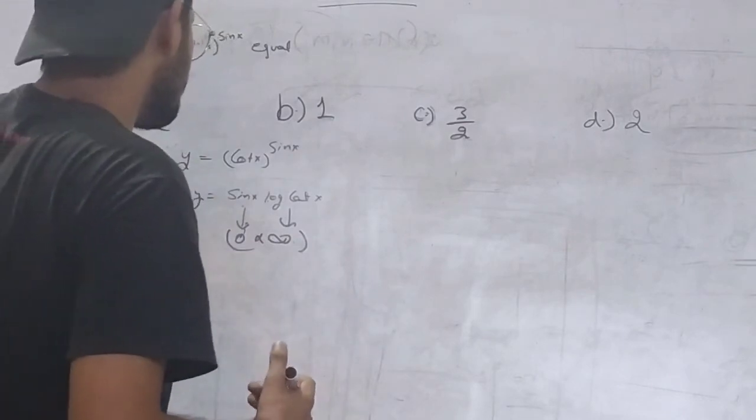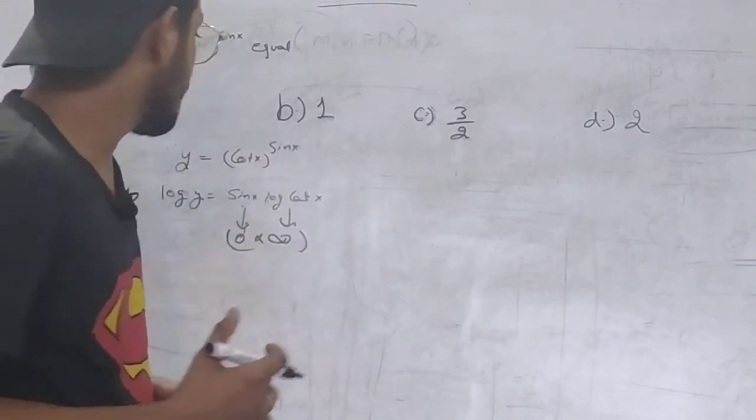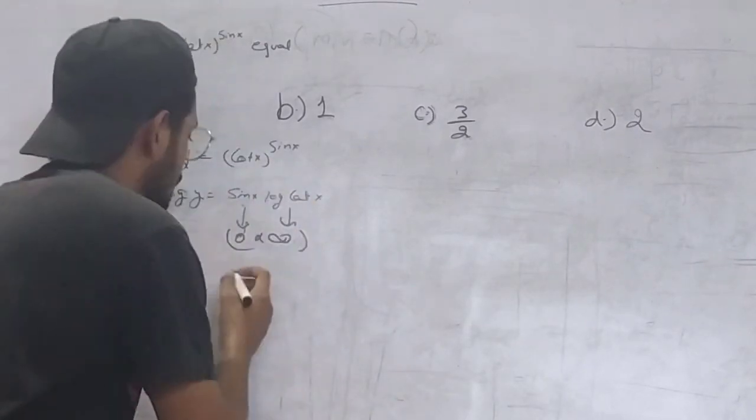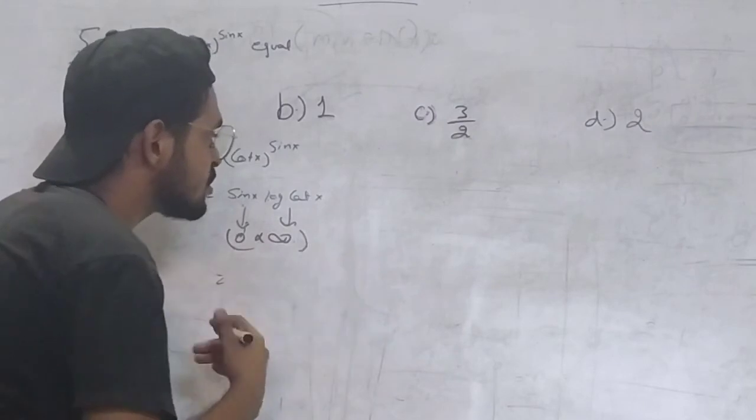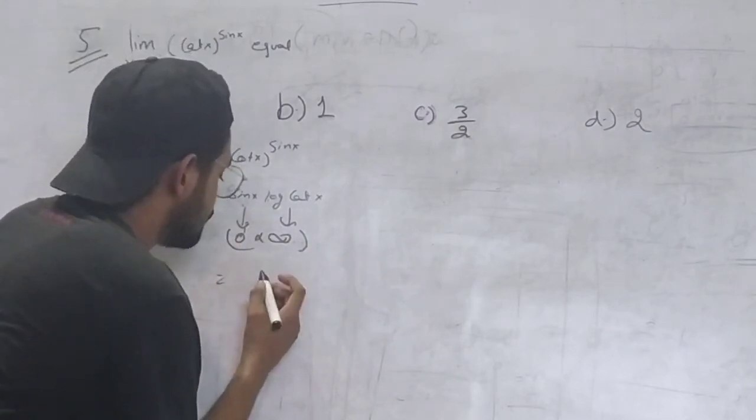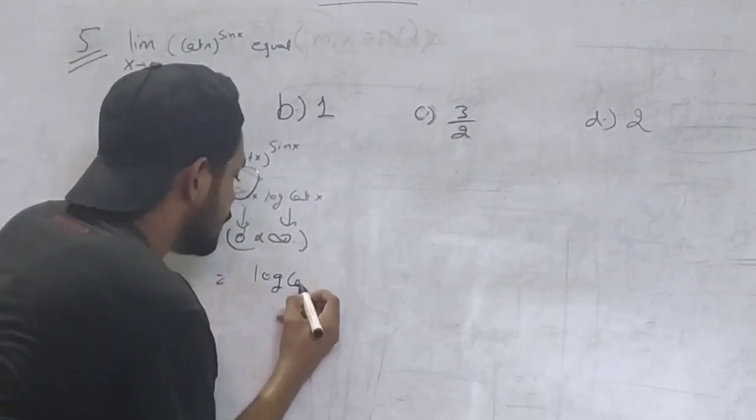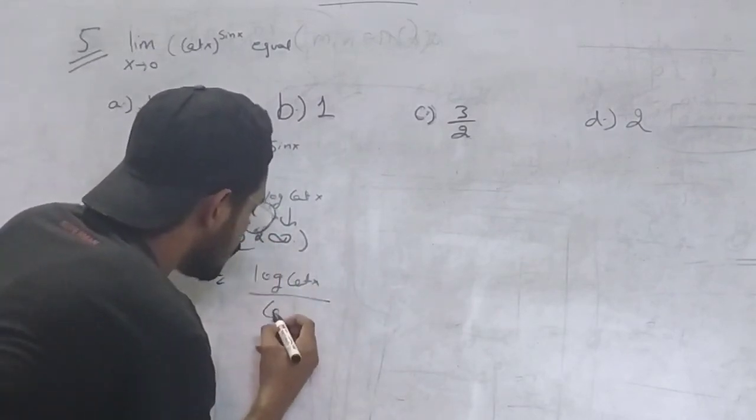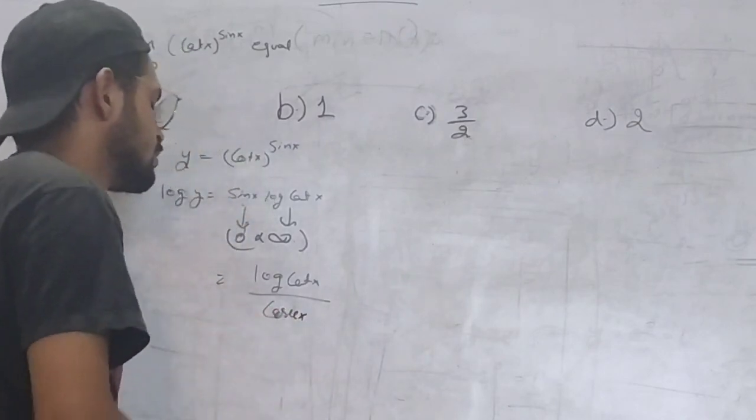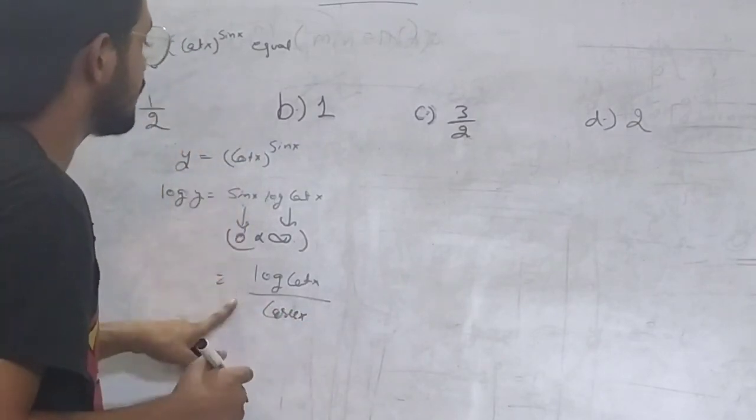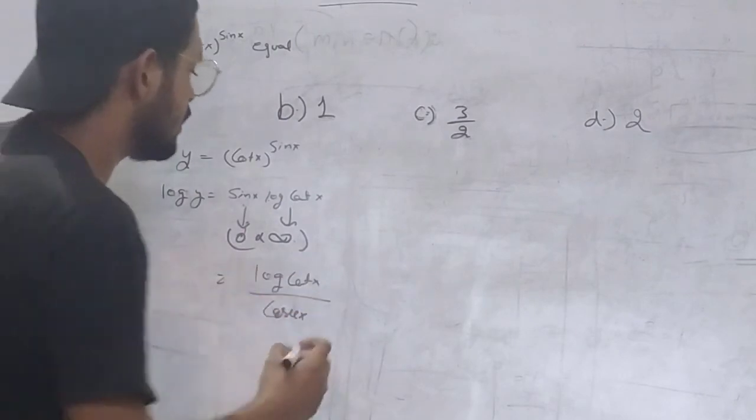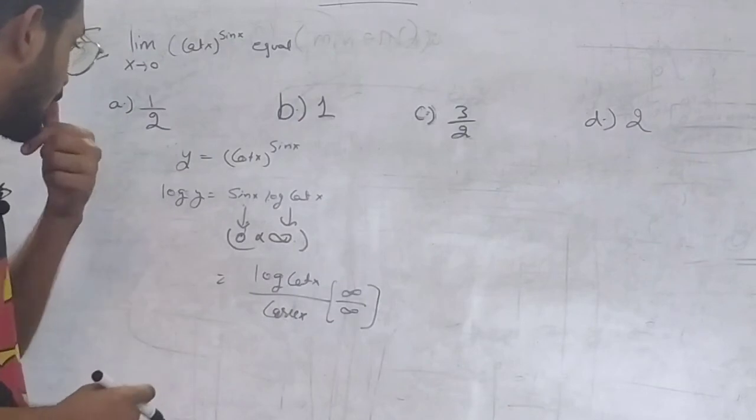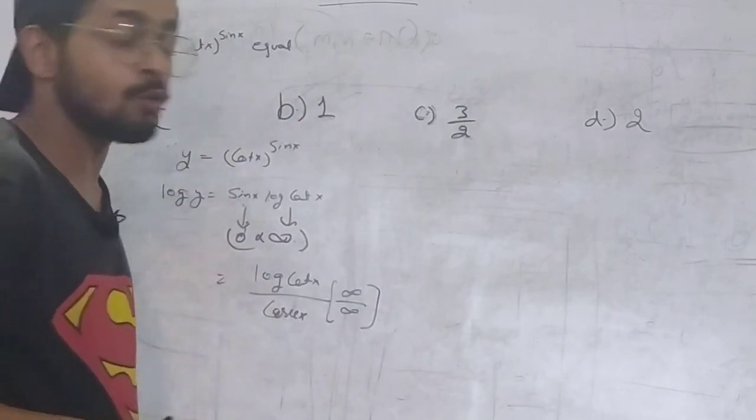To apply L'Hopital rule, we need 0 by 0 form or infinity by infinity form. For that we need something in the denominator. So let's take this sin x in the denominator, so it will be log cot x upon 1 upon cosec x. If we apply the limit here, it will be in infinity by infinity form. Now it's easier for us, we can apply L'Hopital rule here.